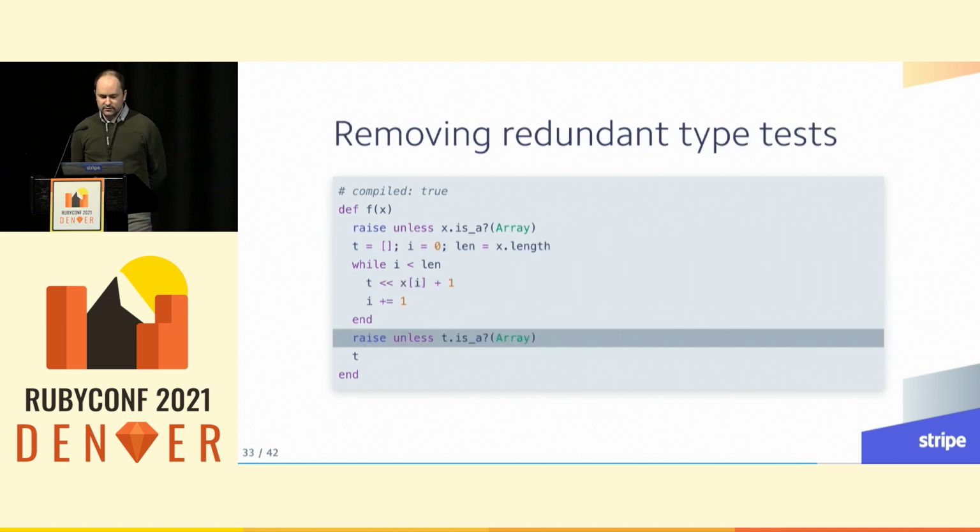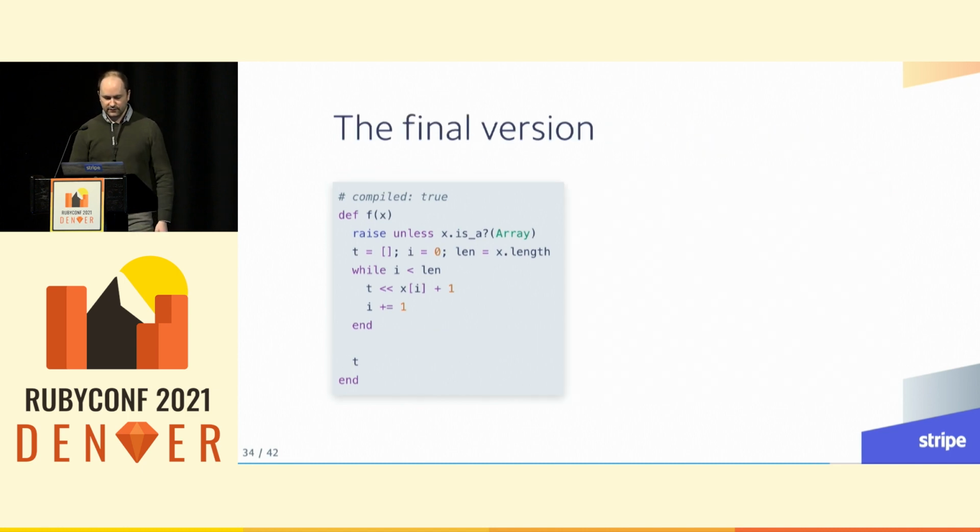Finally, there's this type check at the end where we're making sure that we're returning an array. But if you notice, there's not really anything that would change the fact that t is an array. It's initialized as an empty array. The only operations that are used with it will not reassign to it, so we know that it's going to remain an array for the duration of the program. So we can actually just remove this final type check and end up with something that looks like this instead. So the cool thing here is that we have done less type checking. We've avoided VM dispatch.